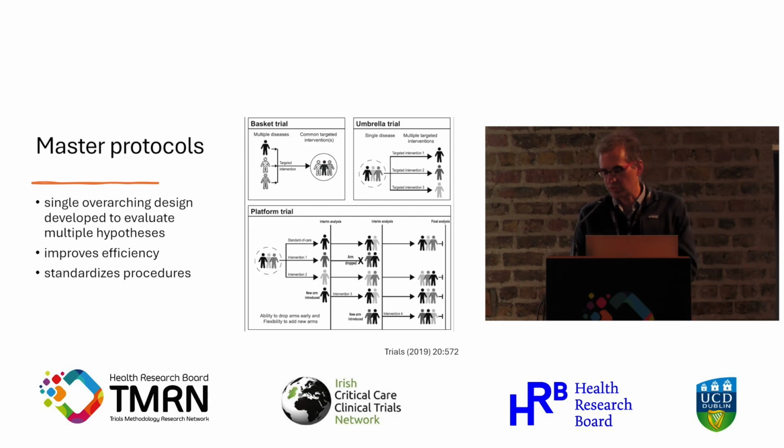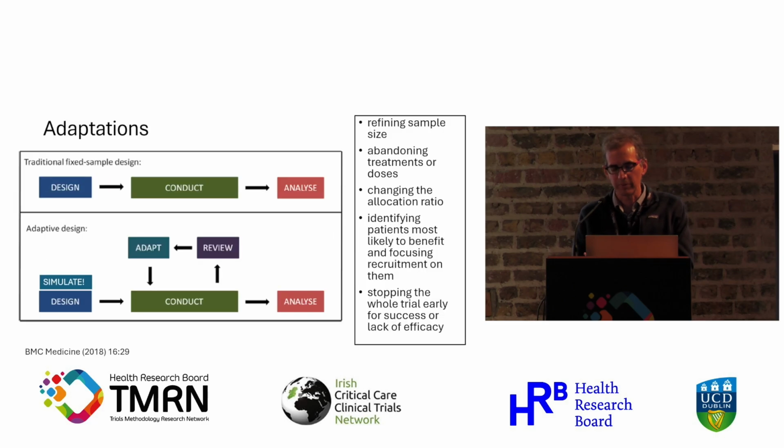And many platform trials, not all of them, but many of them incorporate features of adaptation. So instead of just running the trial and finishing it and analyzing it, somewhere in the middle you can make some changes. And that may be to refine the sample size, it may be to drop treatment arms, it may be to change the allocation ratio. So instead of randomizing 1 patient to new intervention, 1 patient to control, you're changing that ratio. You may be adapting the inclusion criteria.